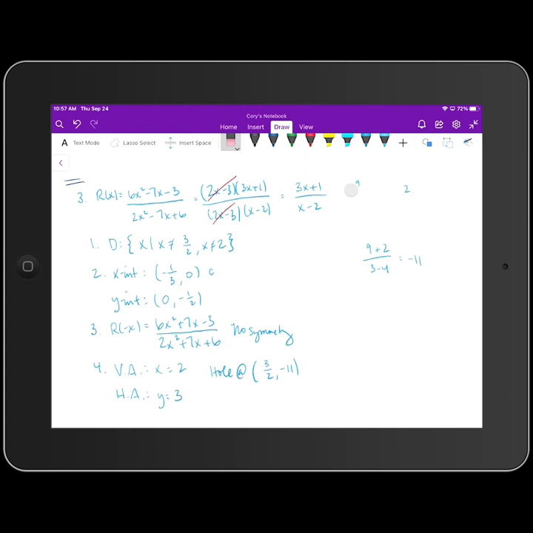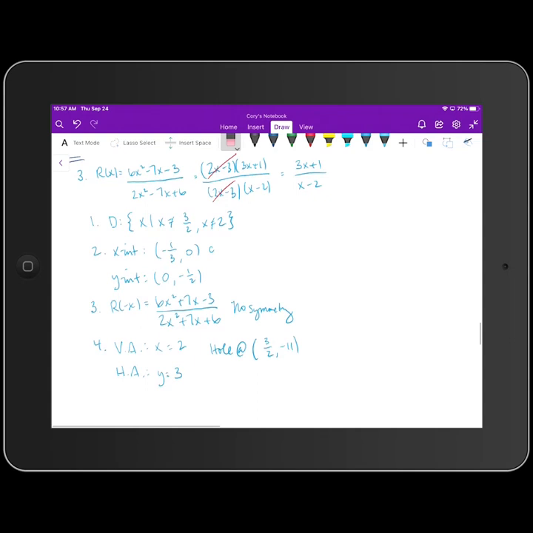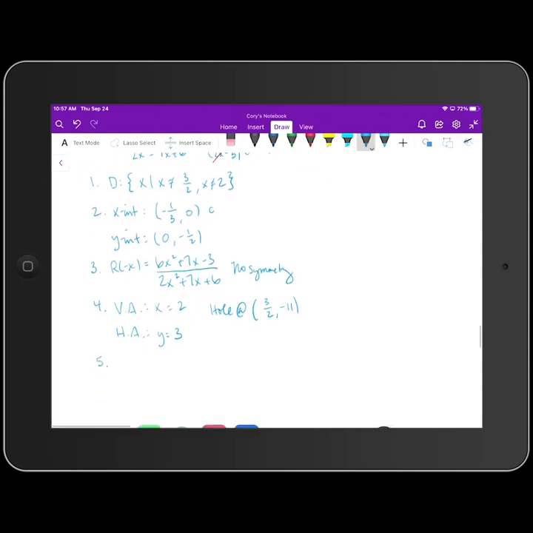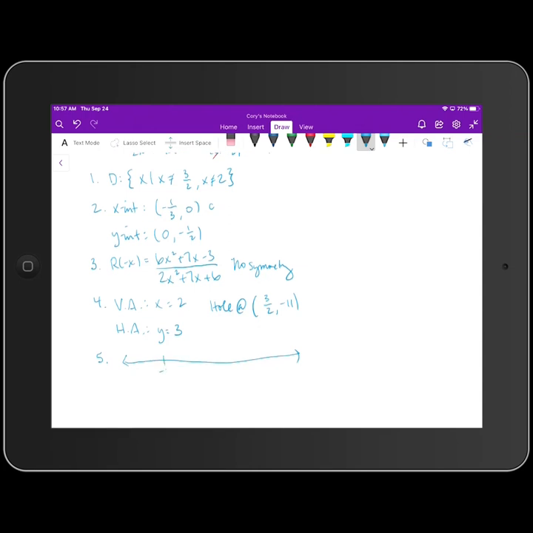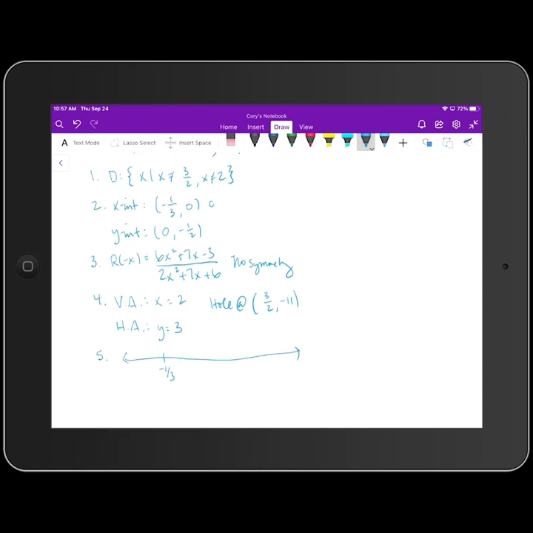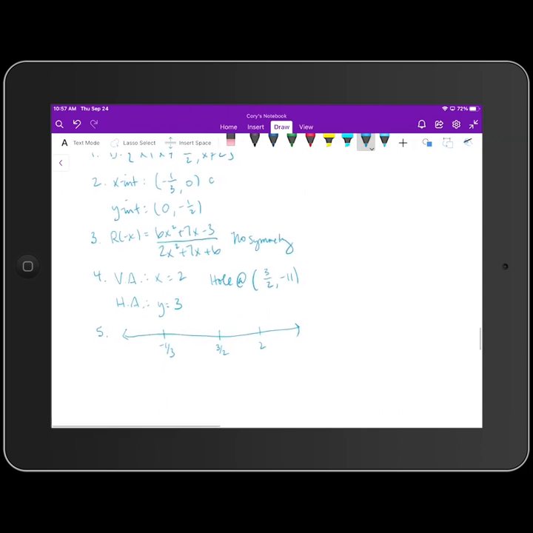What we want to do next is we want to make our table. So that's going to be step 5, is to make our table. So the values that go on our table are our x-intercepts, vertical asymptotes, and holes. And we want to list those in order from smallest to largest. So the smallest value is negative 1/3. The next smallest value is 3 halves, and the biggest value is 2. And those three numbers divide our number line up into 4 intervals.